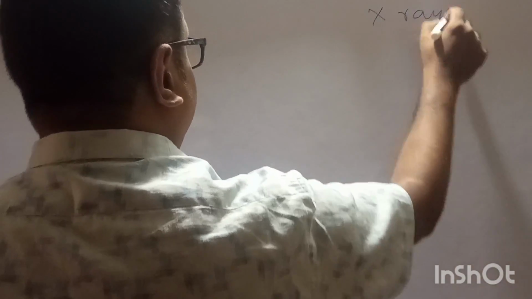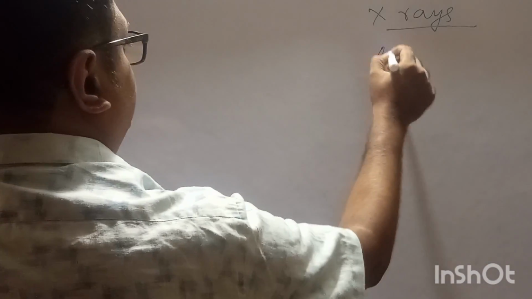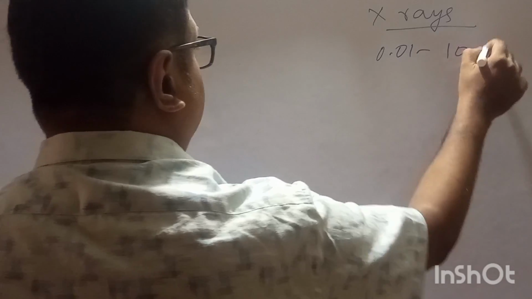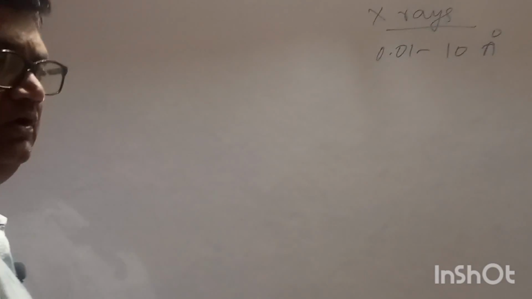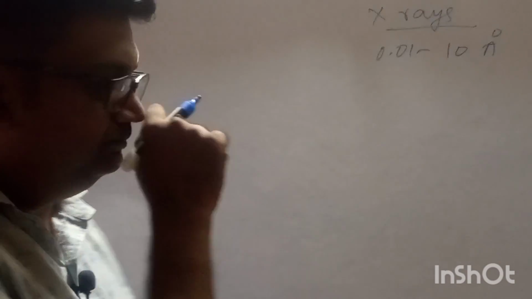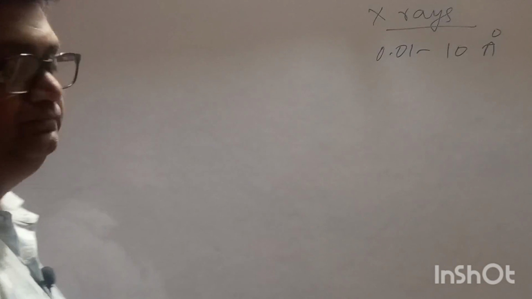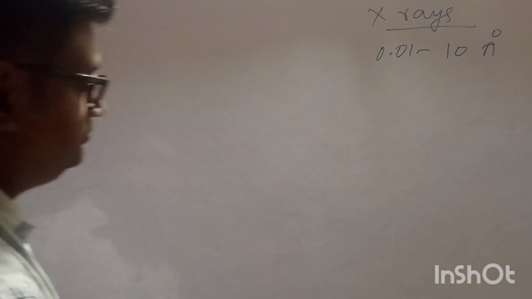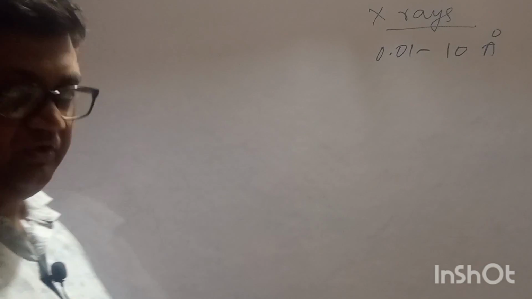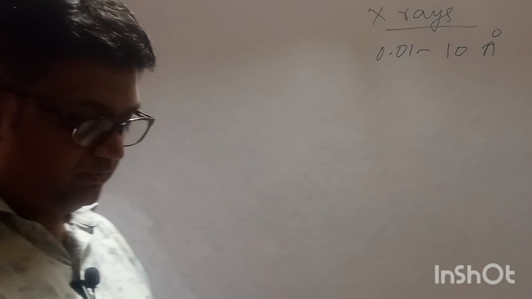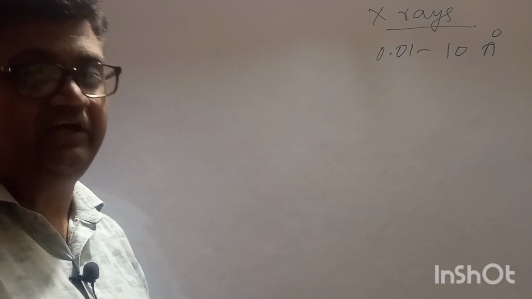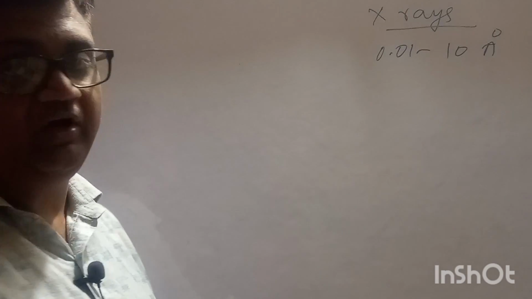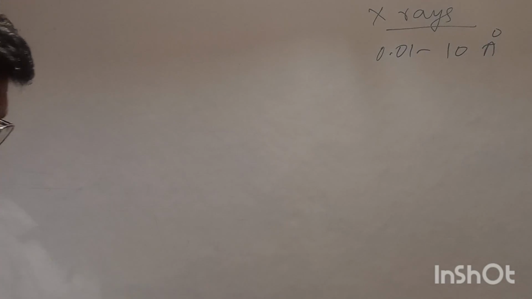First of all, you need to understand that the X-rays which are produced have wavelengths in the range of 0.01 to 10 angstroms. These wavelengths are very, very small, so their penetrating power is very high. They can penetrate through human body cells. If you look at the first option, that is monochromatic. Monochromatic means something which has a single color, but this doesn't fall under that category. So the first option is wrong.